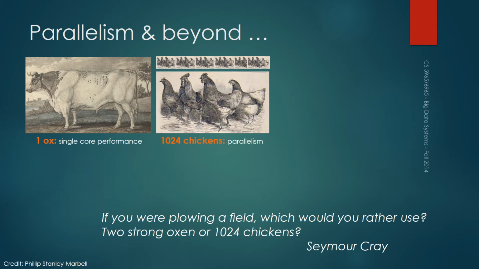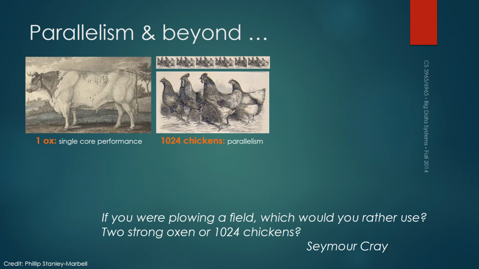So let's go back to this expression by Seymour Cray, who's universally regarded as the father of parallel computing and supercomputing. He asked a question, which is really weird, but he effectively went ahead and did something along these lines: if you were plowing a field, what would you rather use? Two strong oxen or 1,024 chickens? So what would you use?